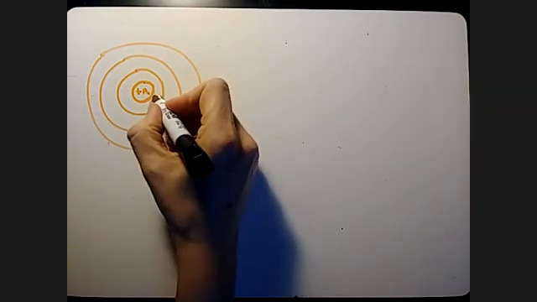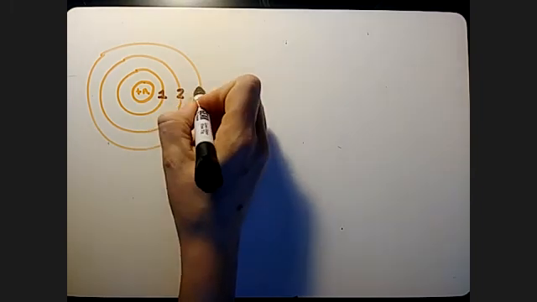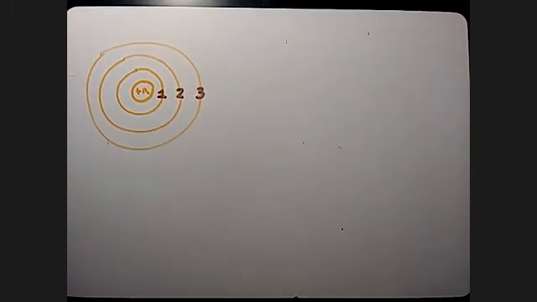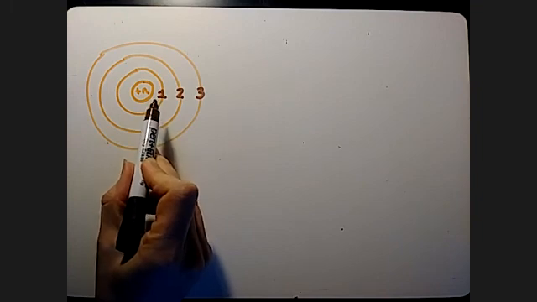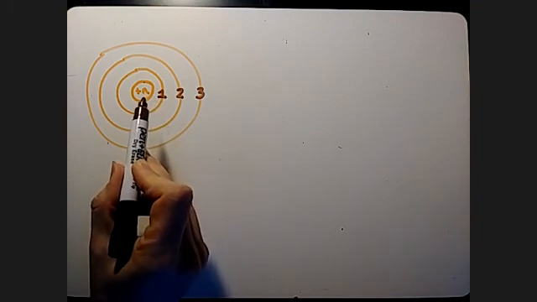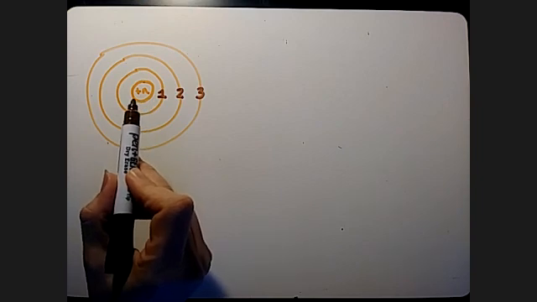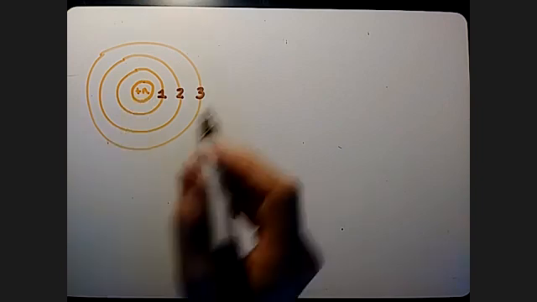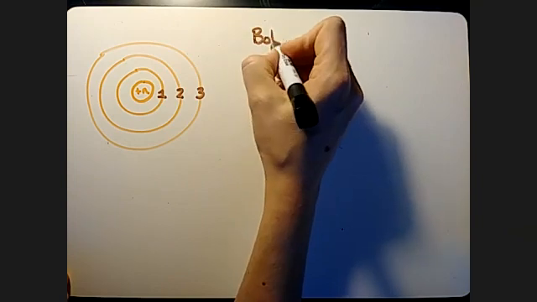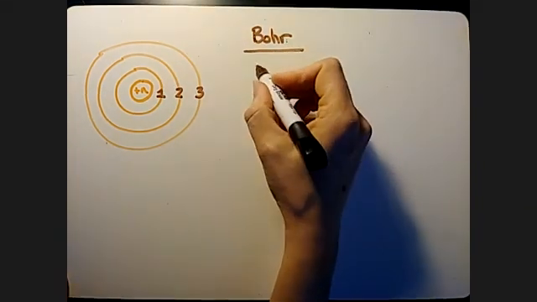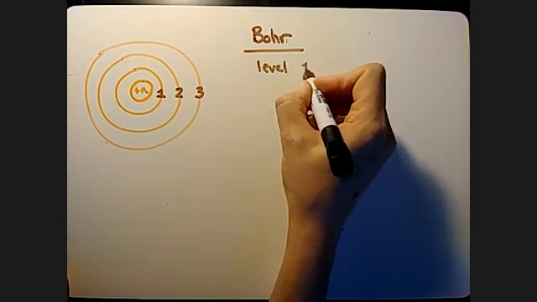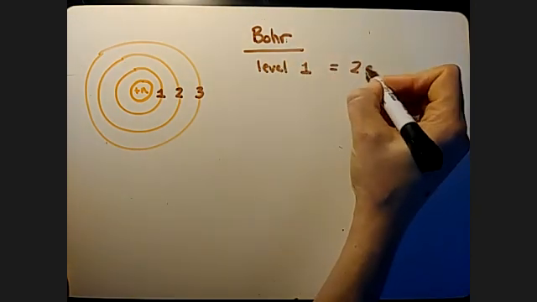and then we have a level 1, a level 2, and a level 3, and a level 4. And I'll even write this on here. This is level 1, level 2, and level 3. So you can see that level 1 is super duper tiny. Now, there shouldn't be a lot of room on the inside of this level to hold electrons. So we know that according to Bohr, level 1 should only hold 2 electrons.